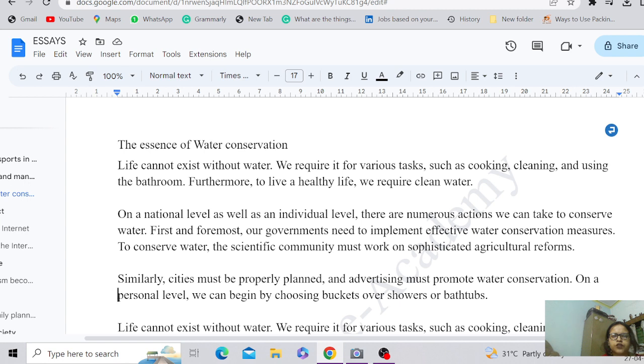We know there are so many creative ideas and so many creative advertisers, and if we really want to contribute to the conservation of water, we need to see that proper advertisements are made to promote water conservation. On a personal level, we can start by picking buckets over showers or bathtubs. Instead of using showers and bathtubs, we can start using buckets of water. There is no need to use showers or bathtubs where we have buckets.